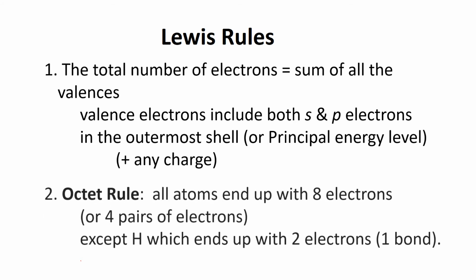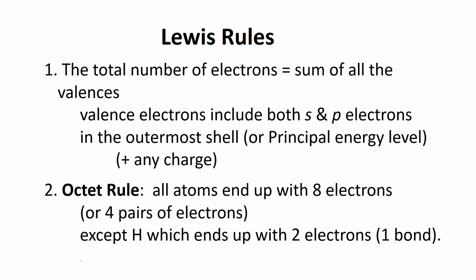The second important rule is the octet rule. All atoms end up with 8 electrons, or 4 pairs of electrons, all electrons being paired in the diagram, with the important exception of hydrogen, which ends up with 2 electrons, or 1 bond.